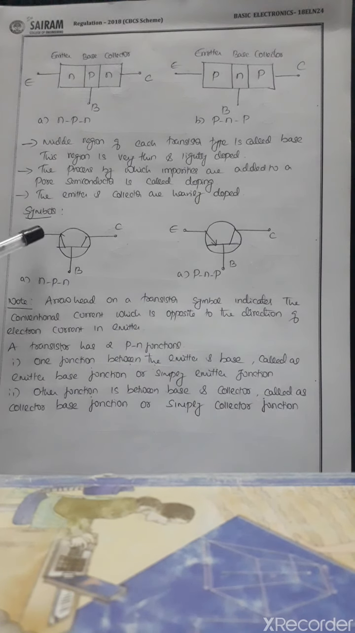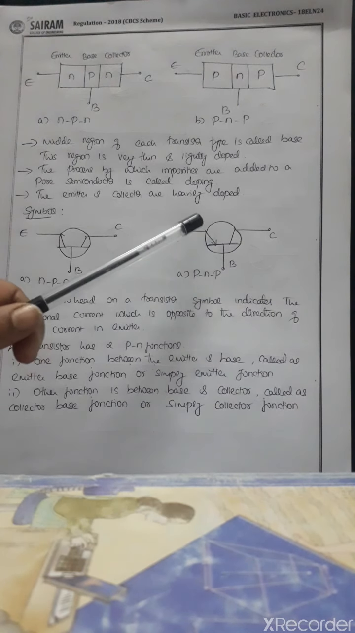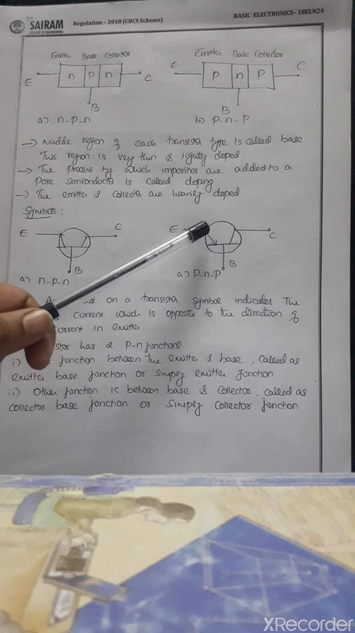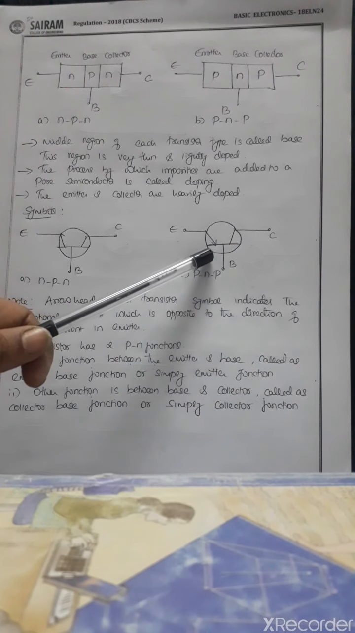If the arrow is pointing outside, then it is an NPN transistor, whereas if the arrow is pointing inside the transistor, it is a PNP transistor.